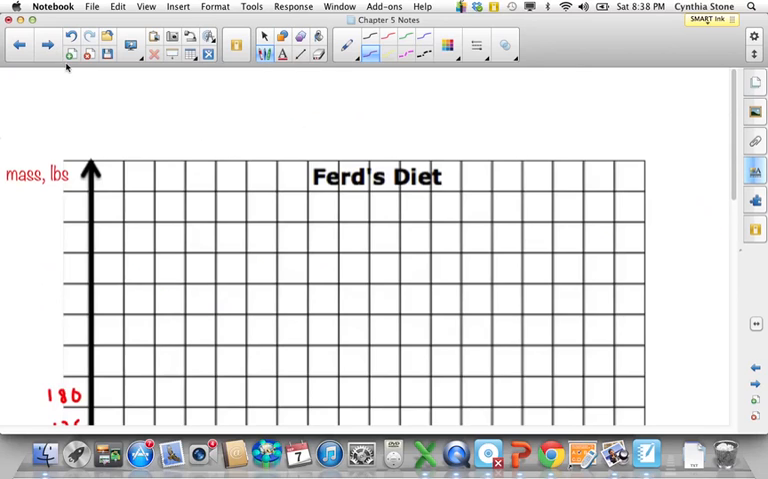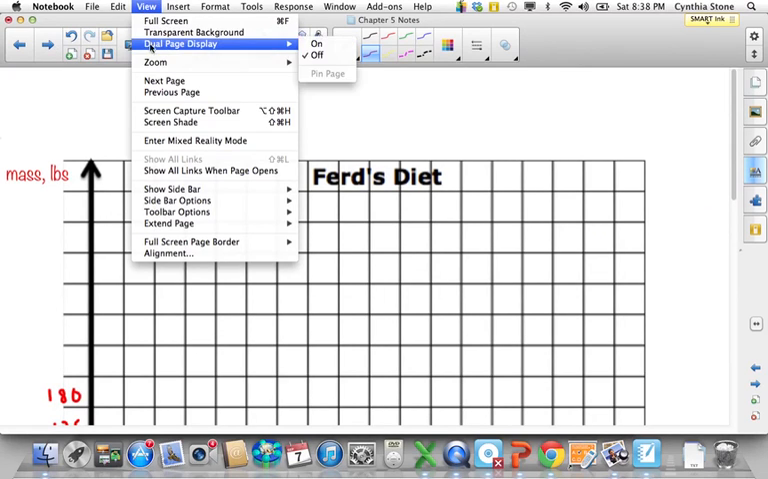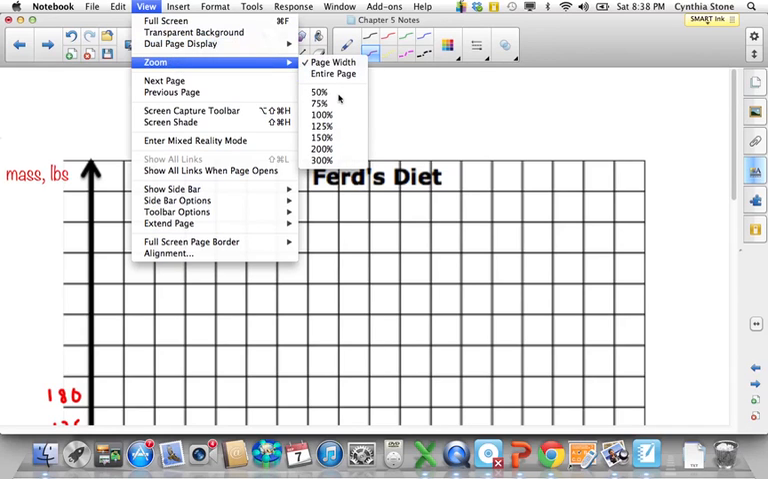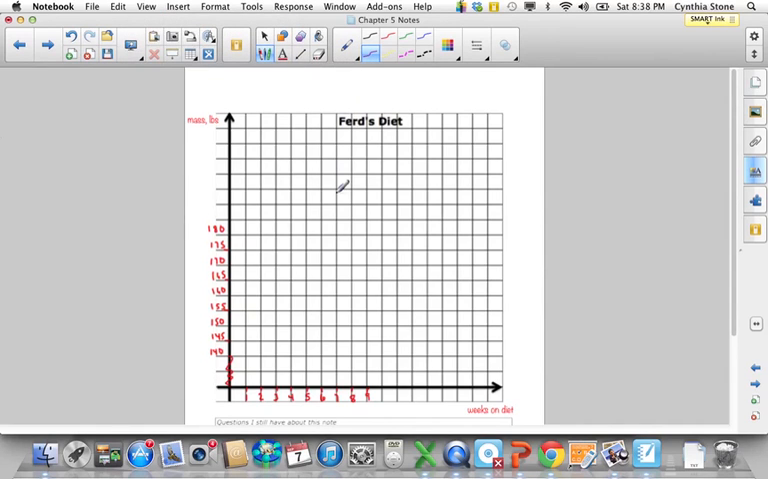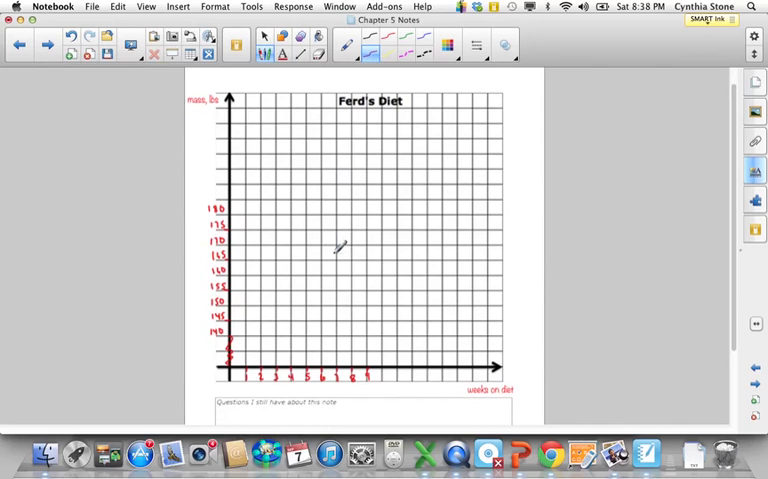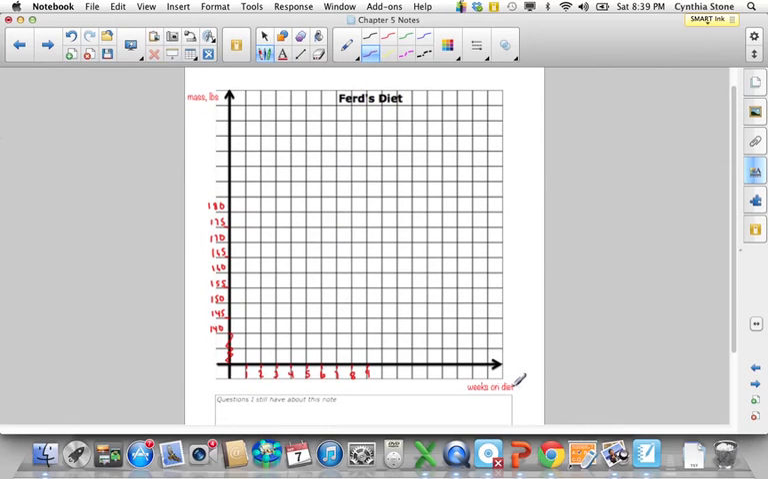I've already got it started. Okay, just a quick thing. So I put weeks on diet on the x-axis, mass on the y, because, you know, we said that already. When you do the little squiggle lines, I did that because I didn't want to do one line to get all the way to 140. So the little squiggle just means I'm jumping from 0 to 140 really quick. And then he starts at 175.